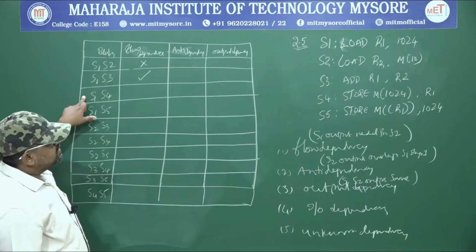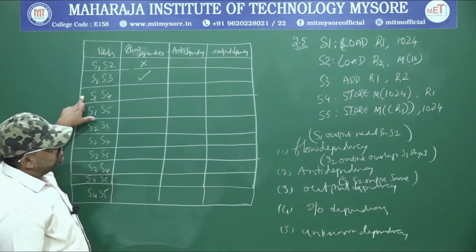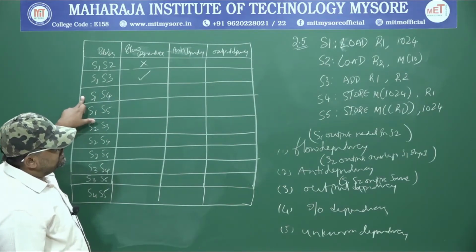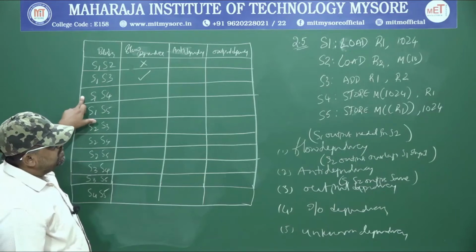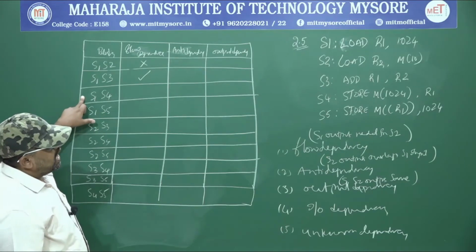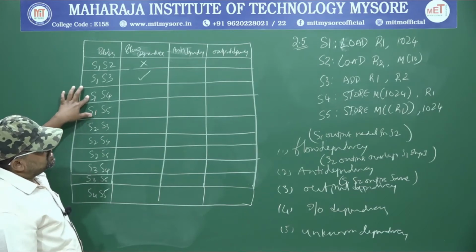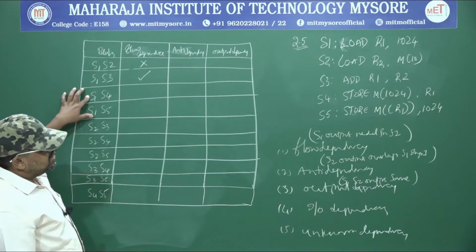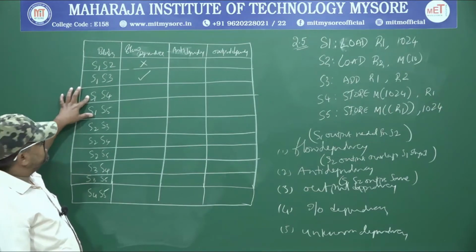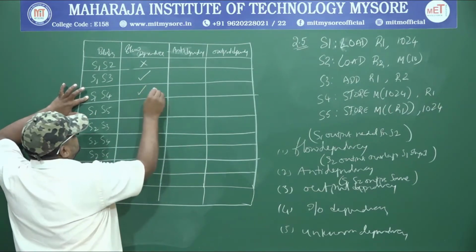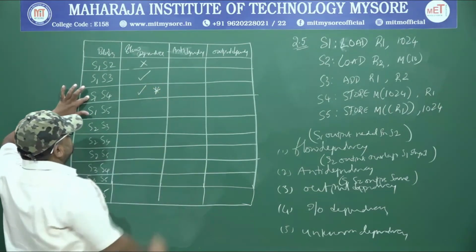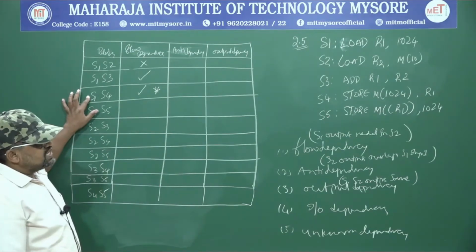Now similarly, S1 and S4. What is the output of S1? R1, but what is the input for S4? This is S1 and S4. What is the output of S1? It is R1. What is needed here? R1 value needs to be updated here. Yes, but I'm going to put a star mark here. For S1 and S4, I'm going to put a star mark here.